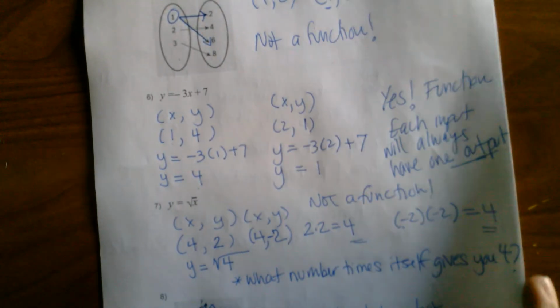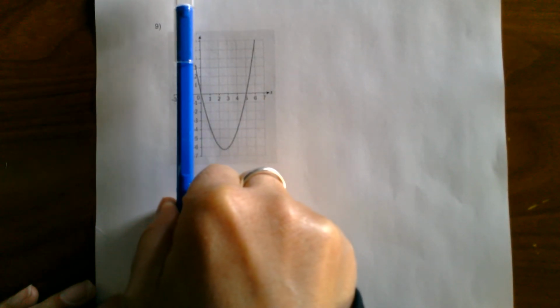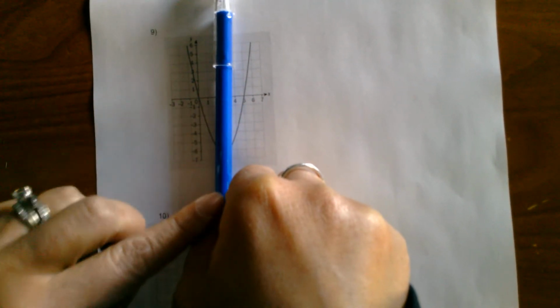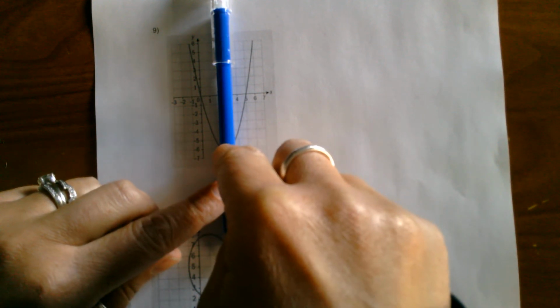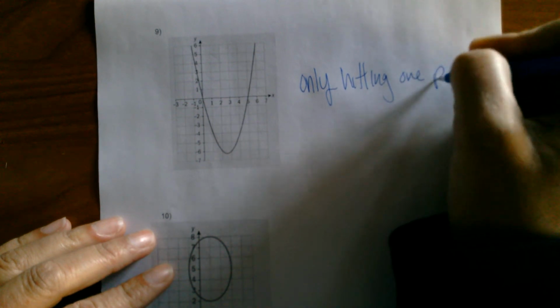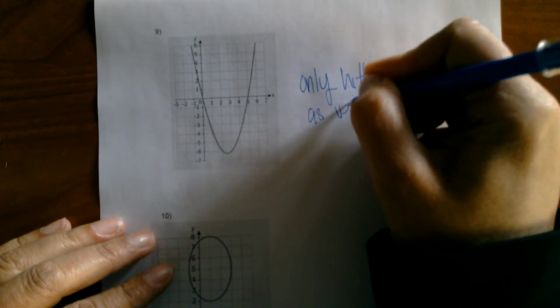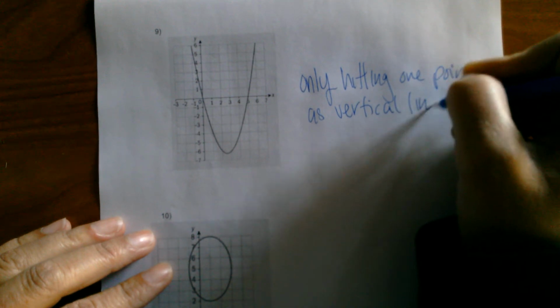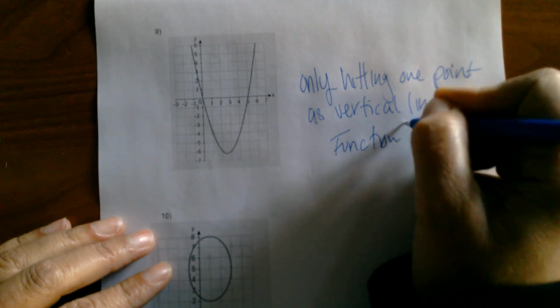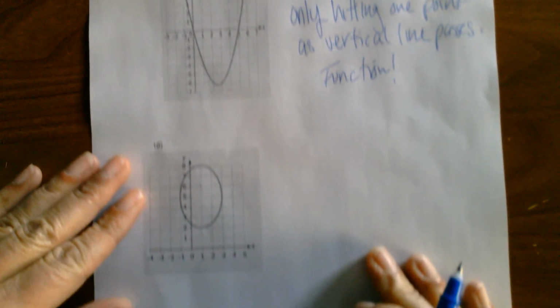Okay, let's do the other two with the vertical line test. So here, again, I'm going to take my blue pen and I'm going to scan. This is called a parabola. And as you can see right here, it's only hitting 1 point. I scan it, only hitting 1 point, only hitting 1 point, only hitting 1 point. As the vertical line passes through, it only hits 1 point, so it is a function. Okay, and my last one.